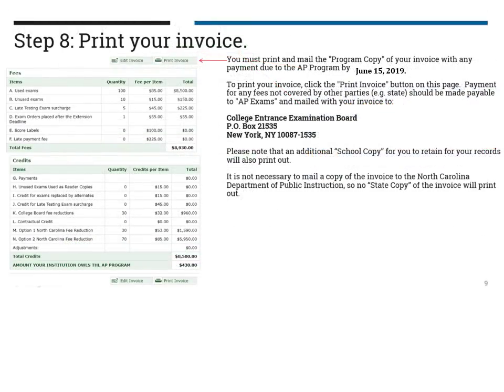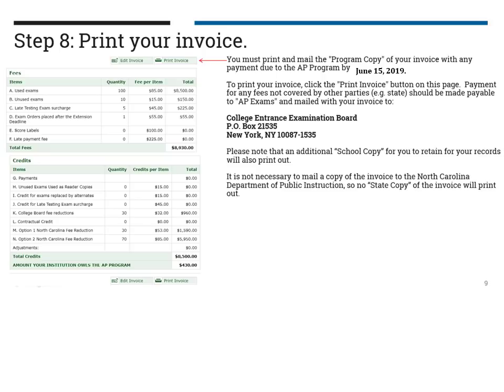The final step is to print your invoice and keep one copy for yourself in your records and mail the program copy to the AP program with any payments that your school may owe for those fees we've discussed. To print your invoice, you click the Print Invoice button here that you'll see with the red arrow pointing to it.